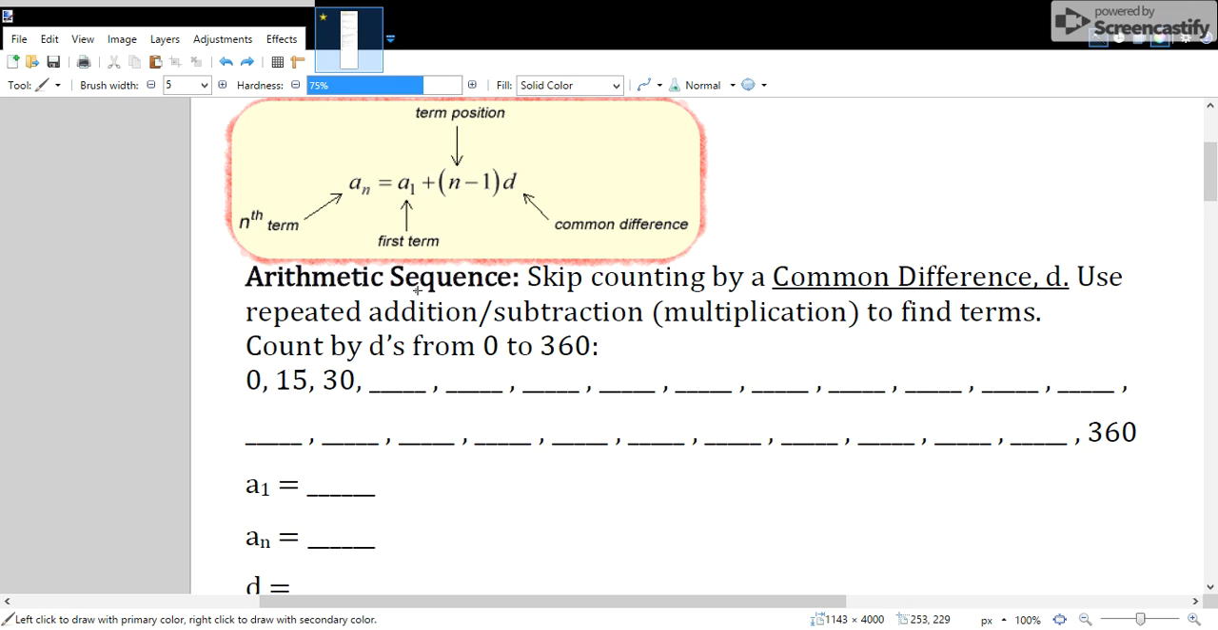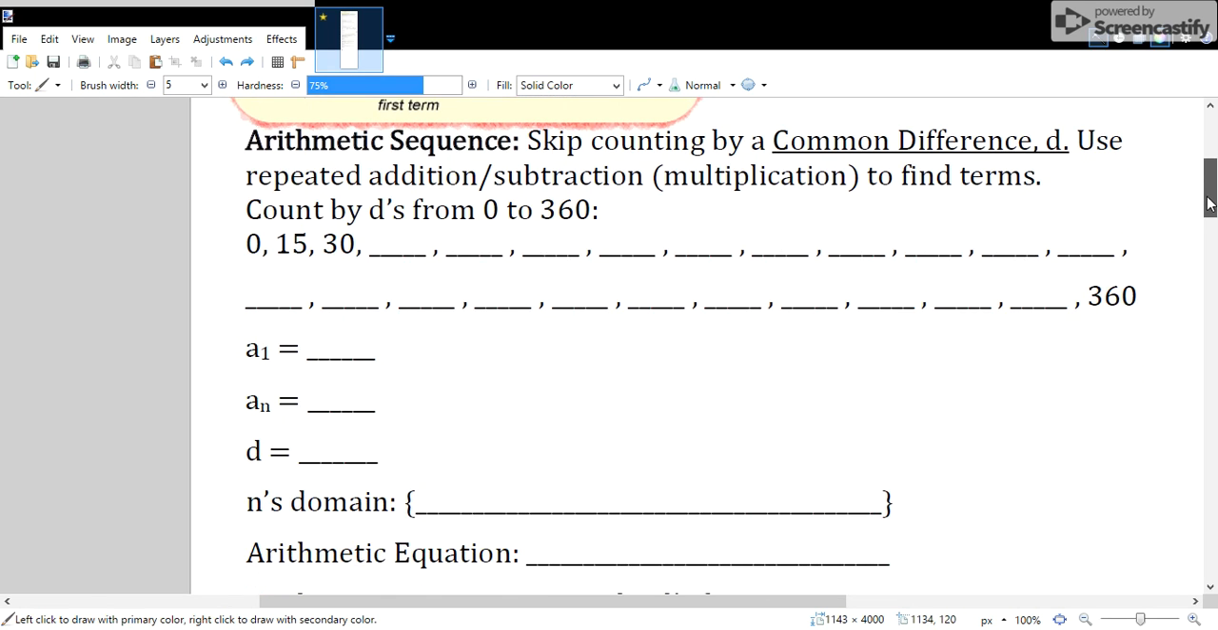So an arithmetic sequence is skip counting by a common difference d. Use repeated addition or subtraction, which is just multiplication, to find the terms. So the first example, count by d's from 0 to 360.